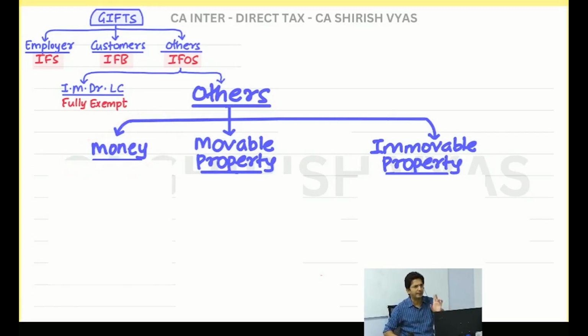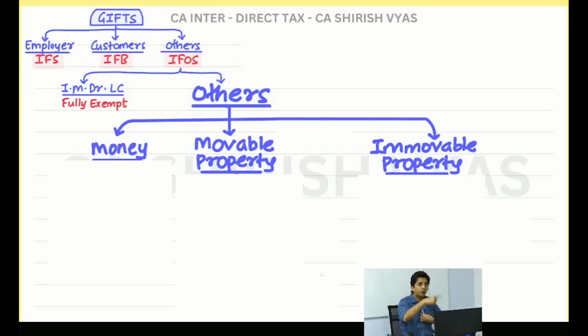Above 50,000, fully taxable. And that is also the aggregate of the financial year. What did I say? Aggregate of the financial year. Look, for example, I received a 5,000 gift from her. She gave me 10,000. He gave me 15,000. He gave me 12,000. This way, multiple gifts during the year. You have to add them on.